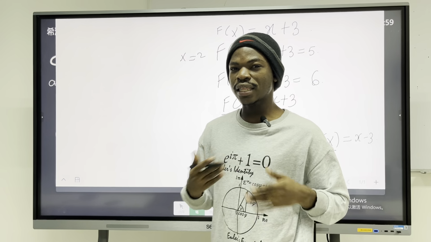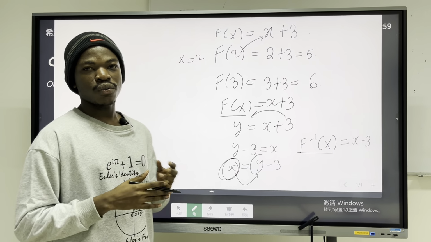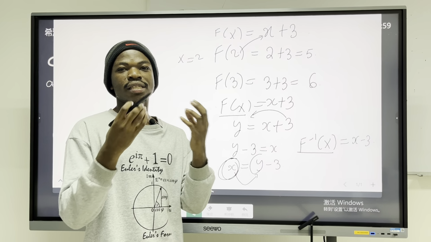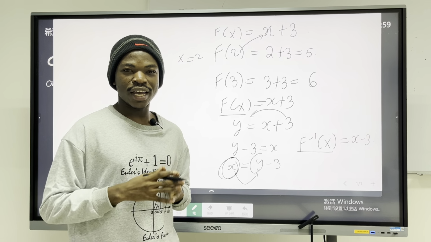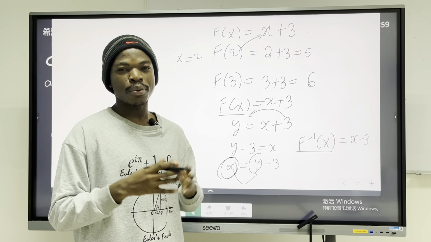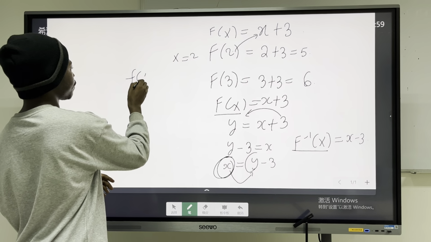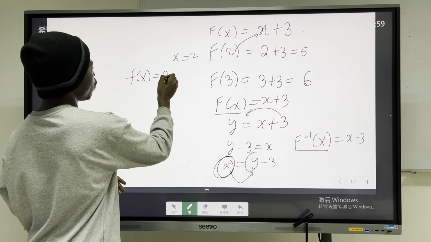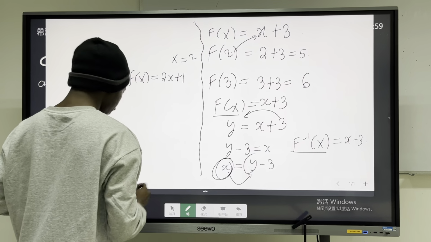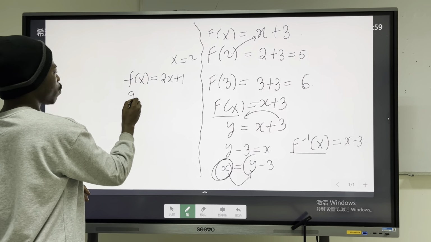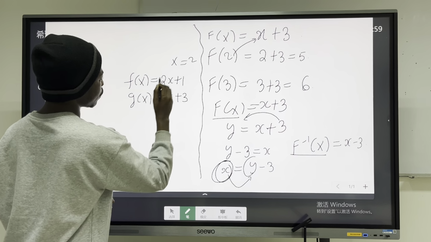Apart from that, there's another concept of composite functions. With composite functions, you're getting two functions, then combining them together, to form something called a composite function. So for example, if you have f of x equal to 2x plus 1, then we have another function g of x equal to x plus 3.